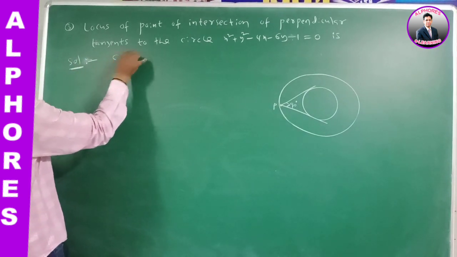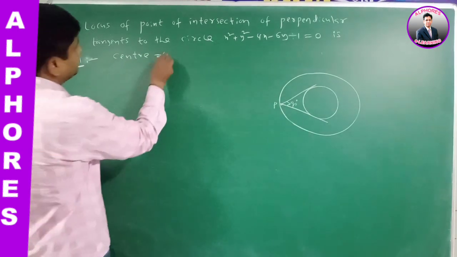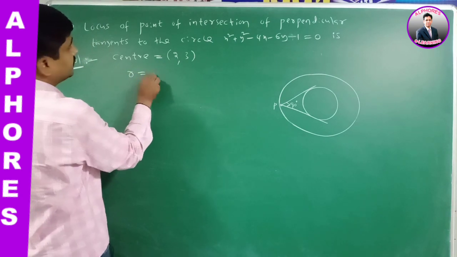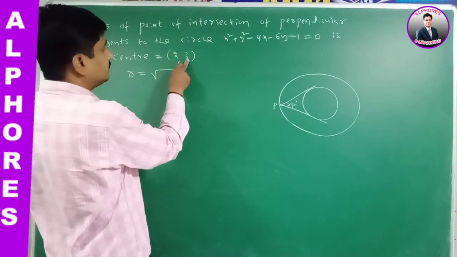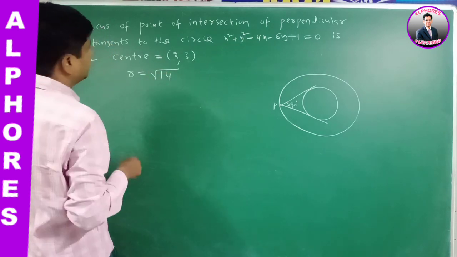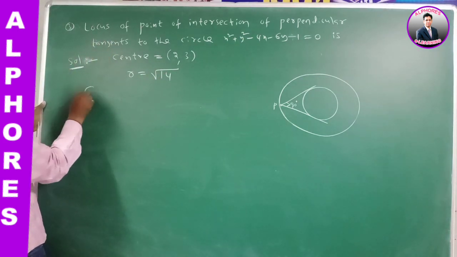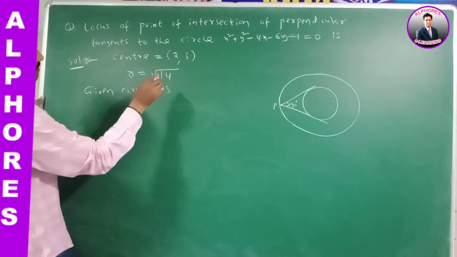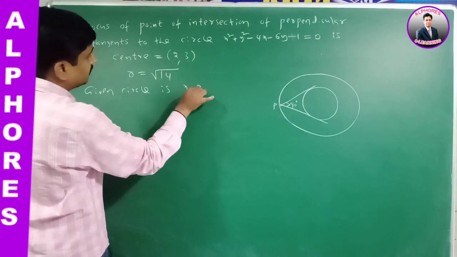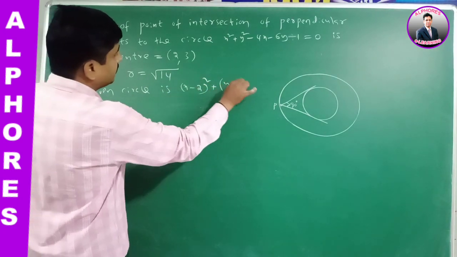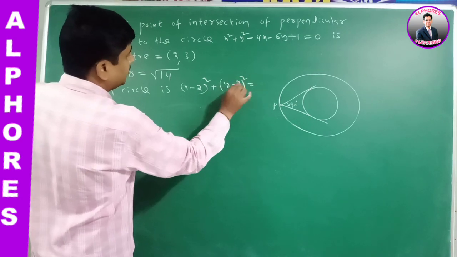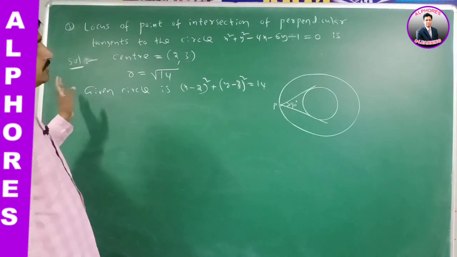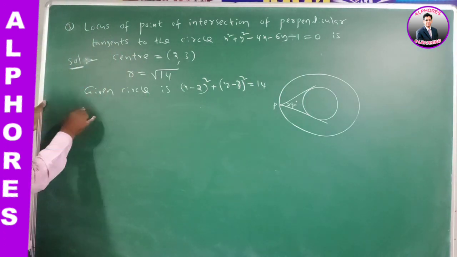Center of the given circle is what here? (2, 3). Radius is under root of 4 plus 9, 13, plus 1, 14. The given circle is in the form x minus 2 whole square plus y minus 3 whole square equal to 14. Now, the required circle.